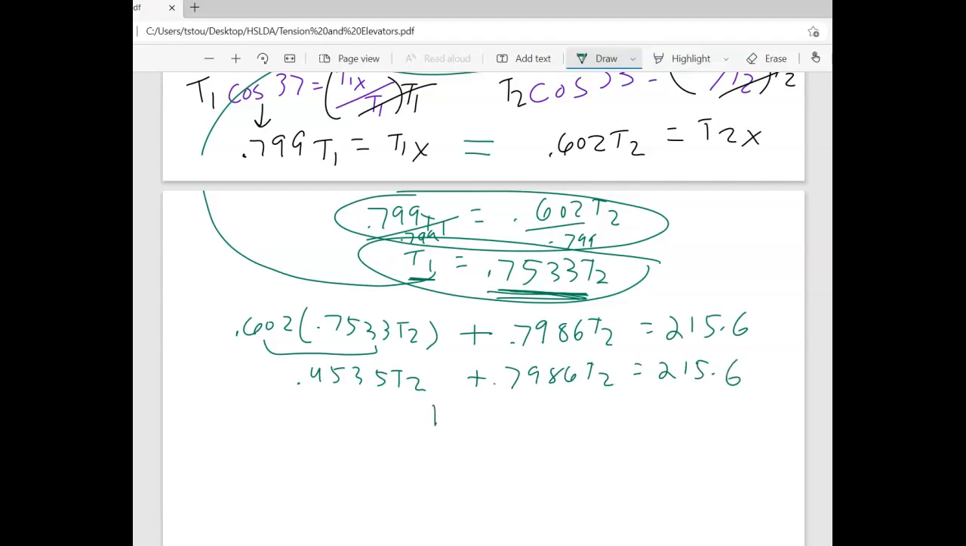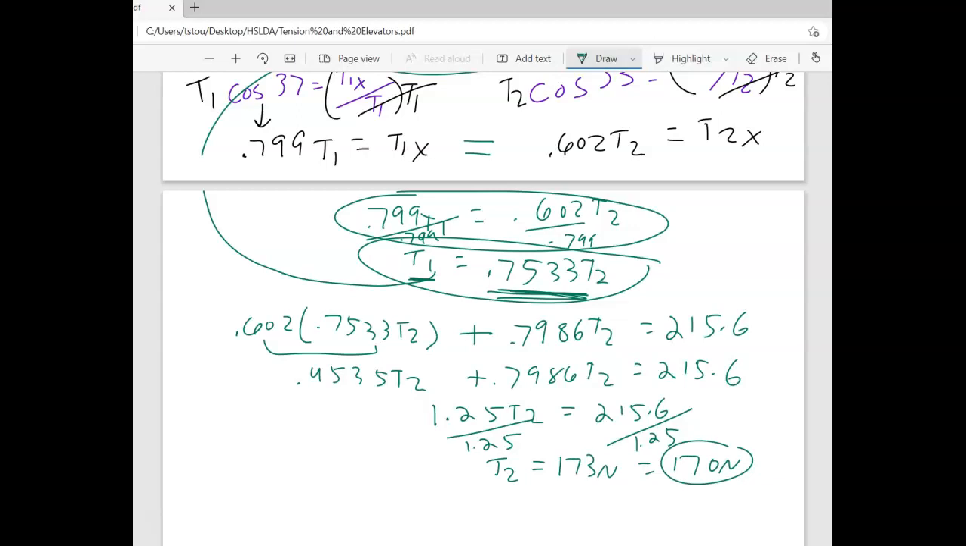Now I add those two together. I get 1.25 T2 equals 215.6. Divide both sides by 1.25. Please pause this if I go too fast. And I finally get that T2 is 173 newtons. Or if you want to round it to 2 sig figs, it's 170 newtons. I got to one of them.